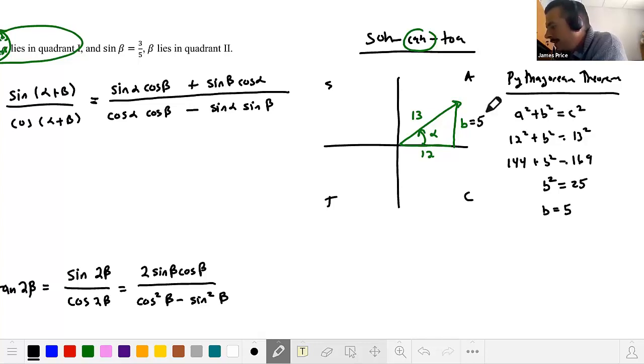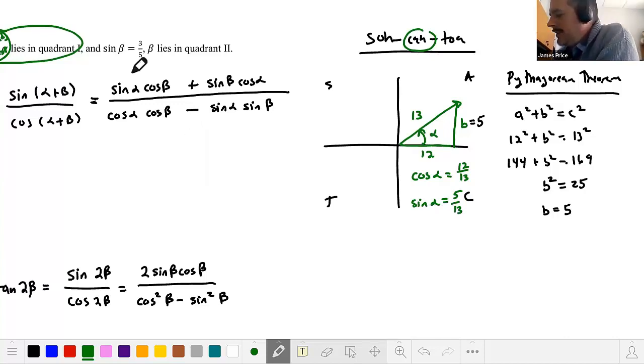So b is equal to 5. And now I got it. So I know what cosine of alpha is, and I know what sine of alpha is. Cosine of alpha should be 12 over 13. It's the CA. And sine of alpha should be the opposite over the hypotenuse. It's the SO. So it's 5 over 13.